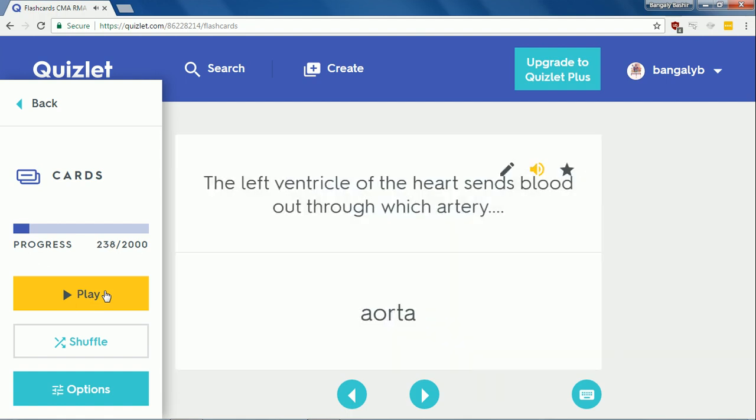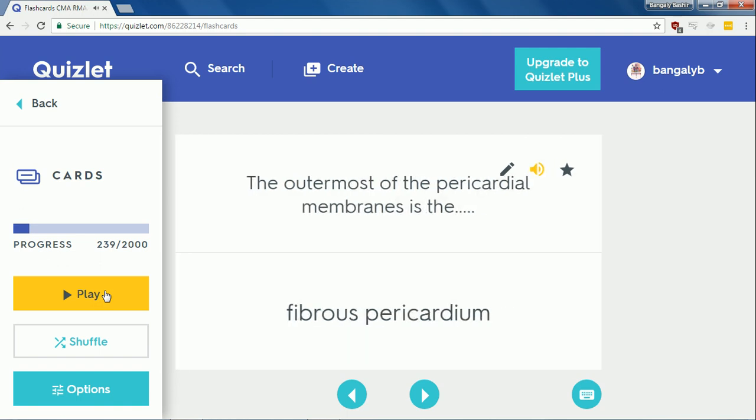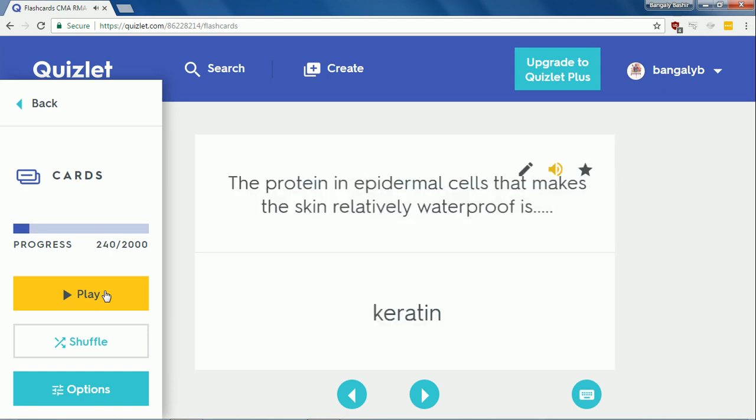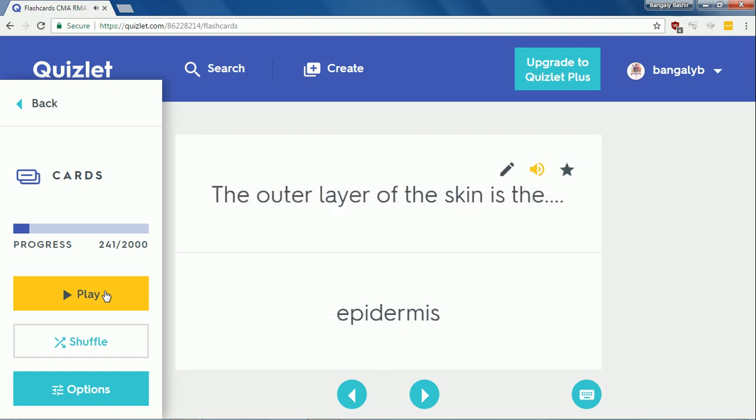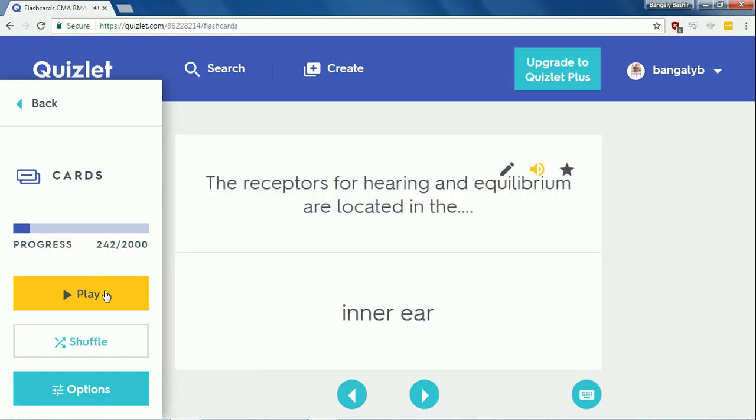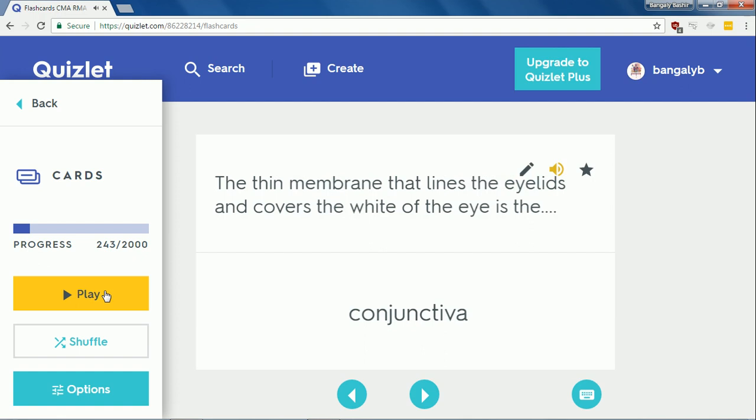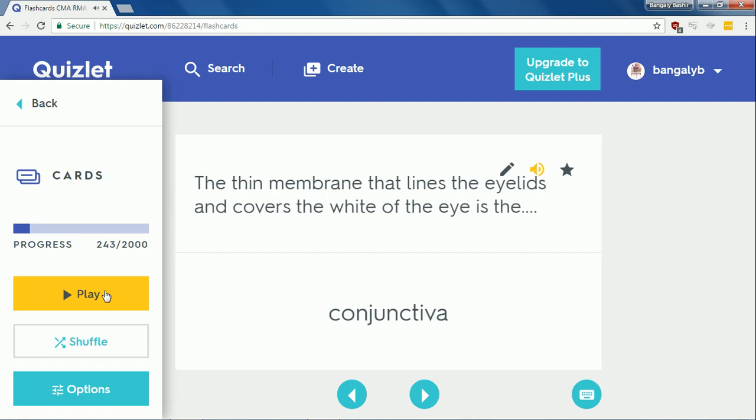The left ventricle of the heart sends blood out through which artery? Aorta. The outermost of the pericardial membranes is the fibrous pericardium. The protein in epidermal cells that makes the skin relatively waterproof is keratin. The outer layer of the skin is the epidermis. The receptors for hearing and equilibrium are located in the inner ear. The thin membrane that lines the eyelids and covers the white of the eye is the conjunctiva.